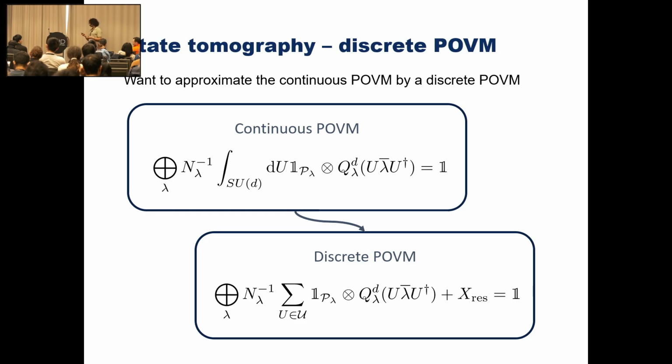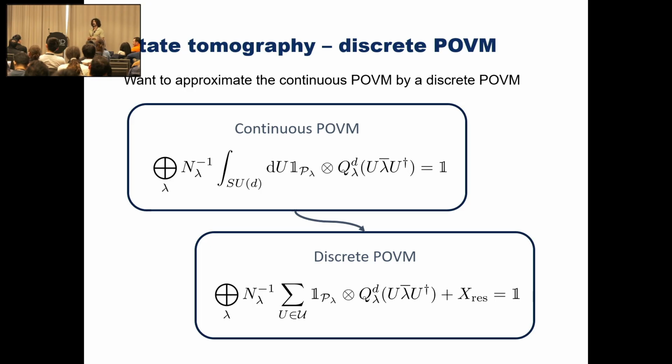The continuous P of M, as I mentioned before, is going to have P of M elements given by Haar random unitaries U, and for each lambda. The n to the minus 1 is simply just a normalization factor. The obvious choice then for the discrete P of M is to choose some set of unitaries and then just have the same P of M elements, but only over that set of unitaries.